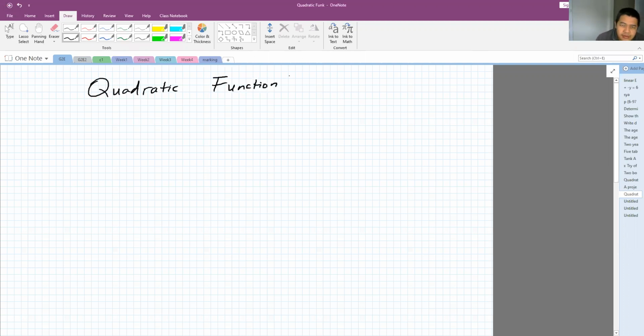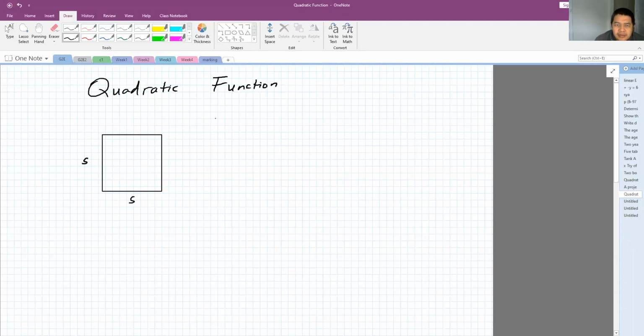Now let's take a look at an example. Let's suppose we have a square, and the length of the side of the square is equal to, for example, s. This is also s.